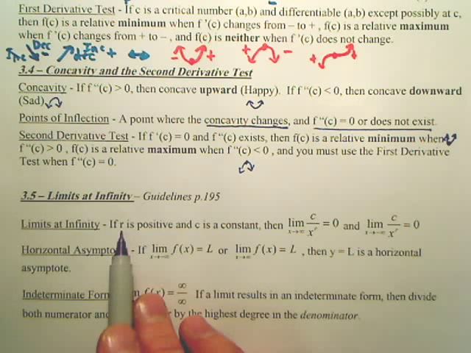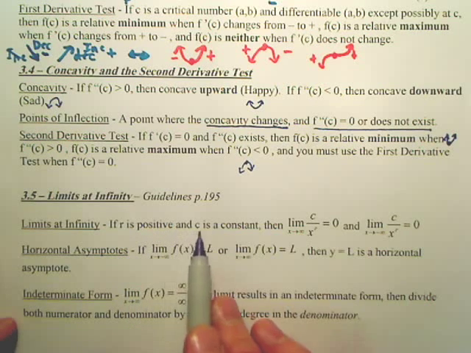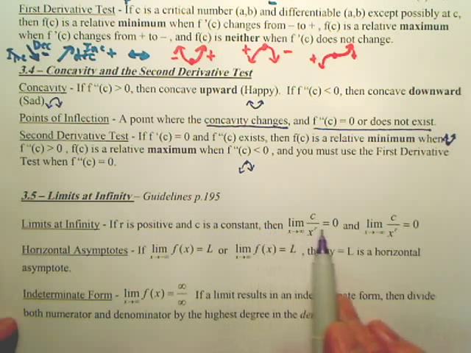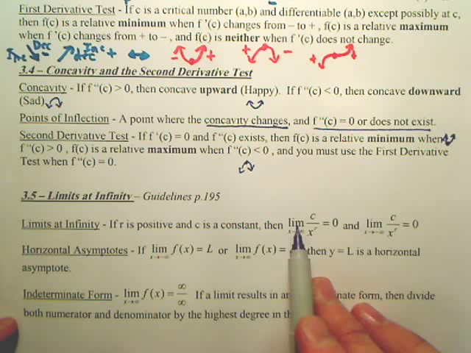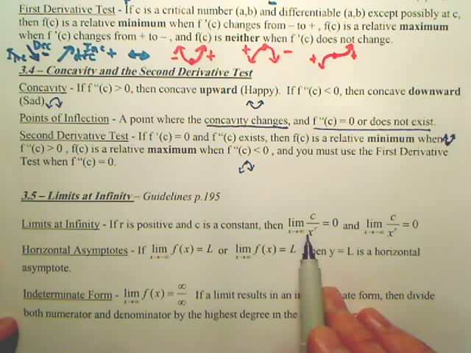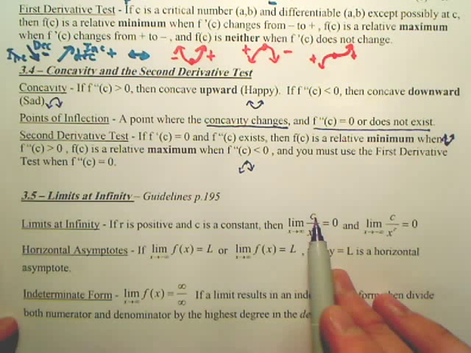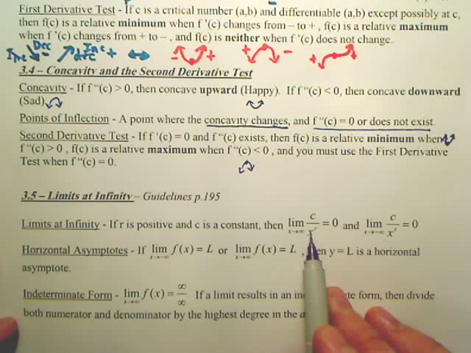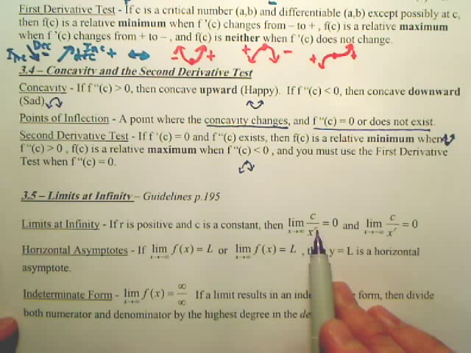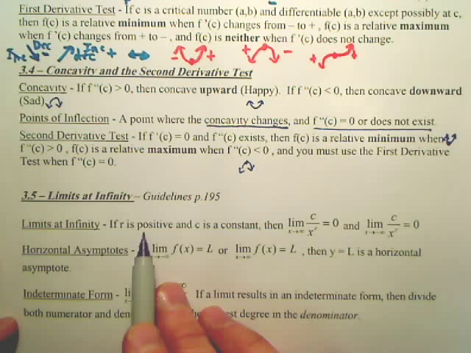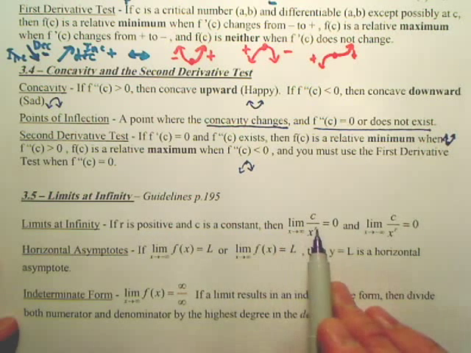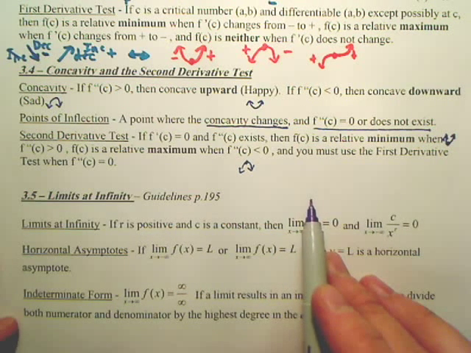If r, some number, is positive and c is a constant, then take the limit as x approaches infinity of some constant over x to some power. It says r is positive. Why would r be positive? Well, if it was negative, wouldn't that go to the top and not be a fraction all of a sudden?